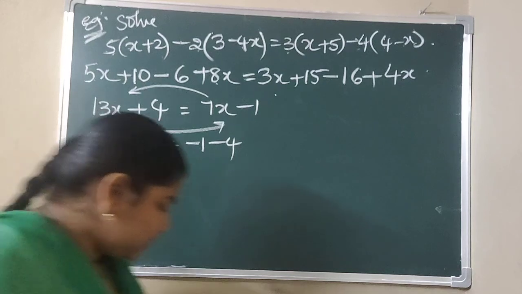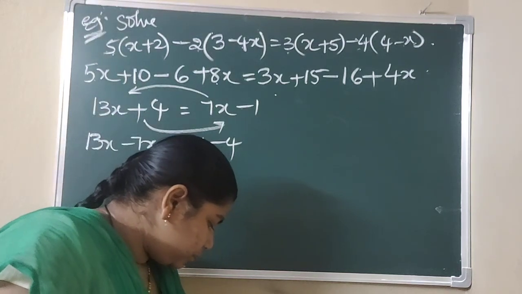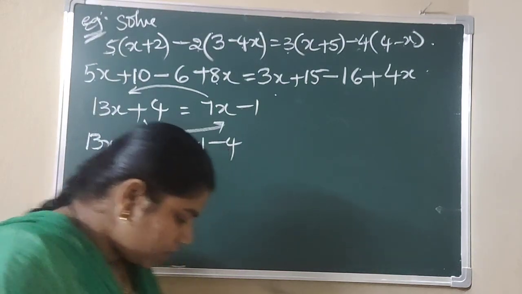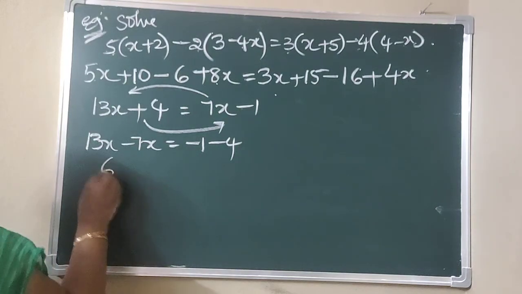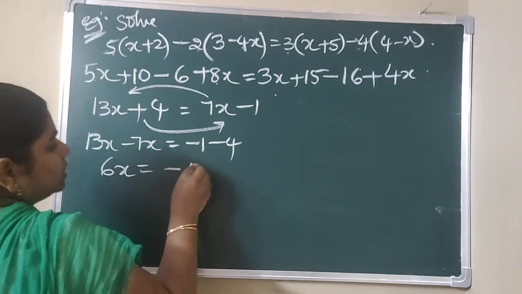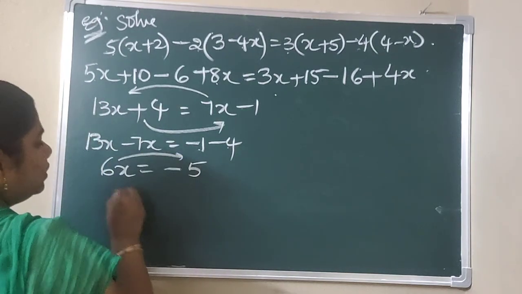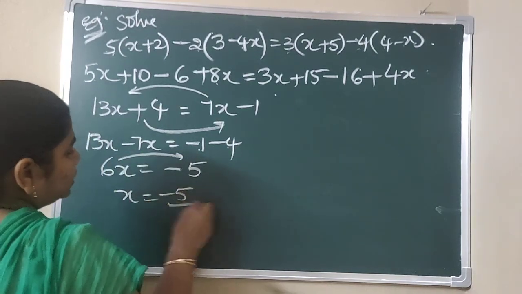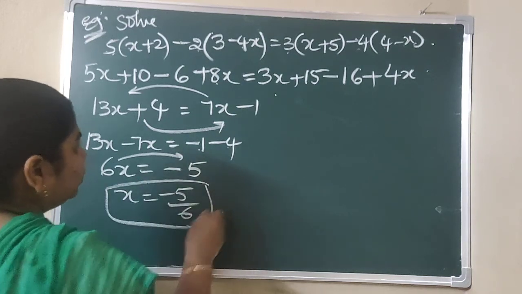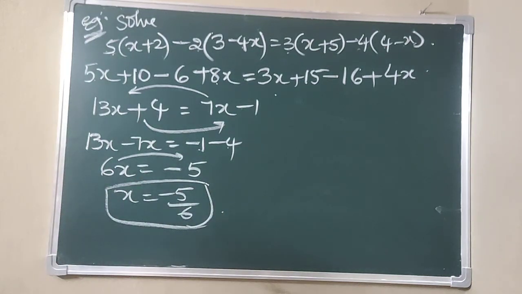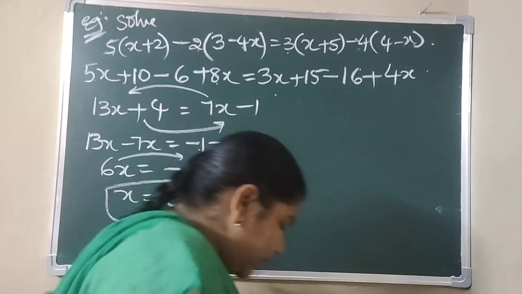So 13 minus 7 is how much? 13 minus 7 will be 6x is equal to minus 5. Minus 1 minus 4 will be minus 5. Transpose 6 to the other side. So x will be minus 5 by 6. So what is the x value? The x value we got is minus 5 by 6. So this is our next example.